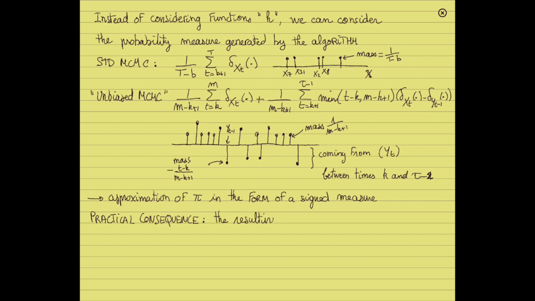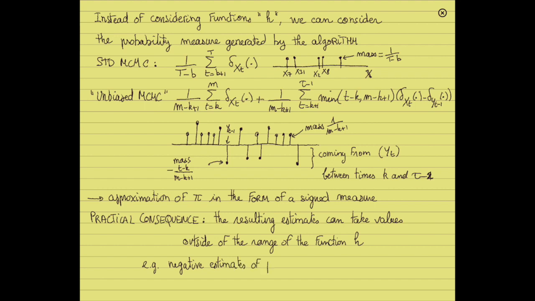But there are practical consequences. And perhaps the most striking one, or perhaps the most annoying one, is that the resulting estimate can take values that are not in the range of the function h under consideration. So for example, if we have a function h taking values in the interval 0, 1, our estimate of the expectation of h might be, for example, negative. So we might have, for example, negative estimates of positive probabilities. Or we might have, conversely, positive estimates of quantities that we know to be negative.